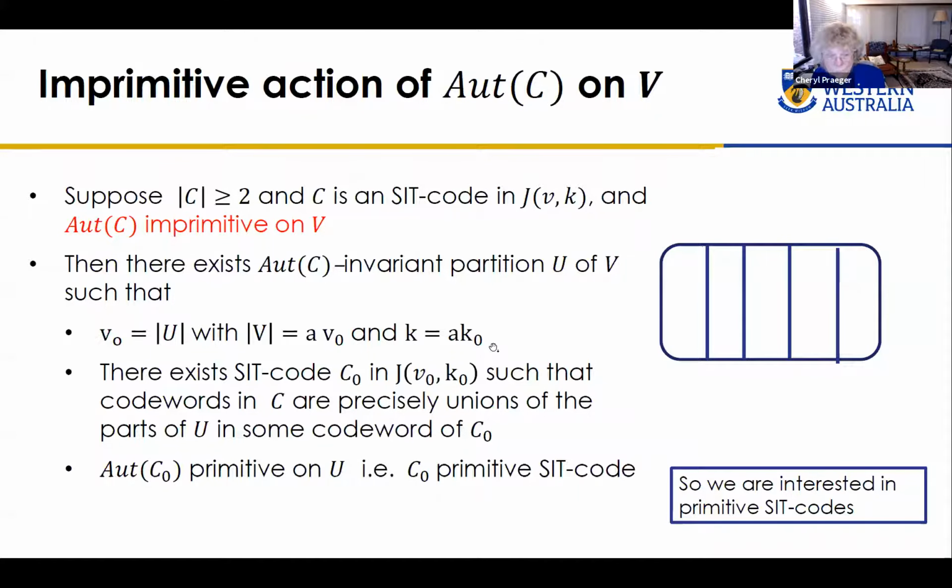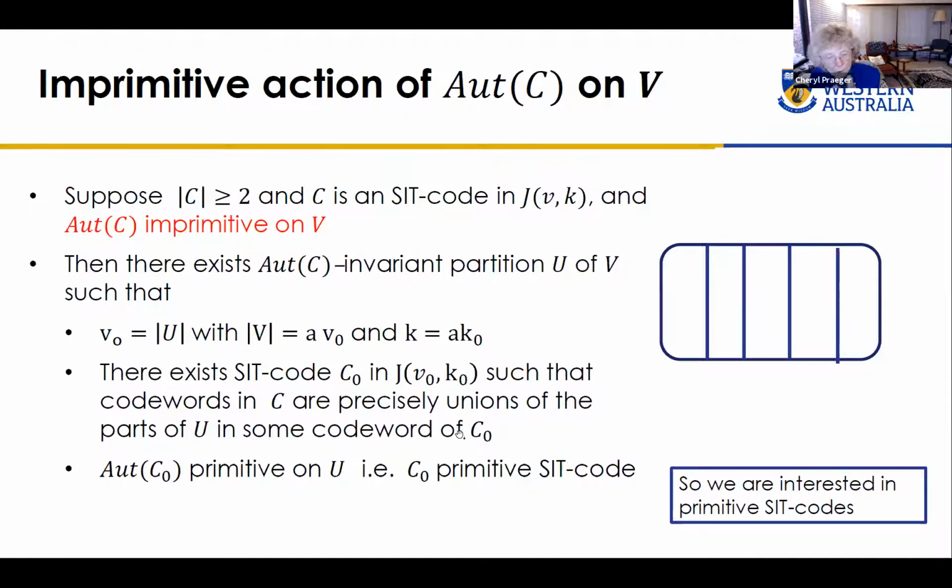More than that, you can choose this partition, or, well, sorry, I'm getting ahead of myself. For any of these invariant partitions, there exists an SIT code C naught in this smaller Johnson graph with the v naught and the k naught parameters, such that the codewords for C are precisely the unions of the parts of this partition which lie inside of the codewords of C naught.